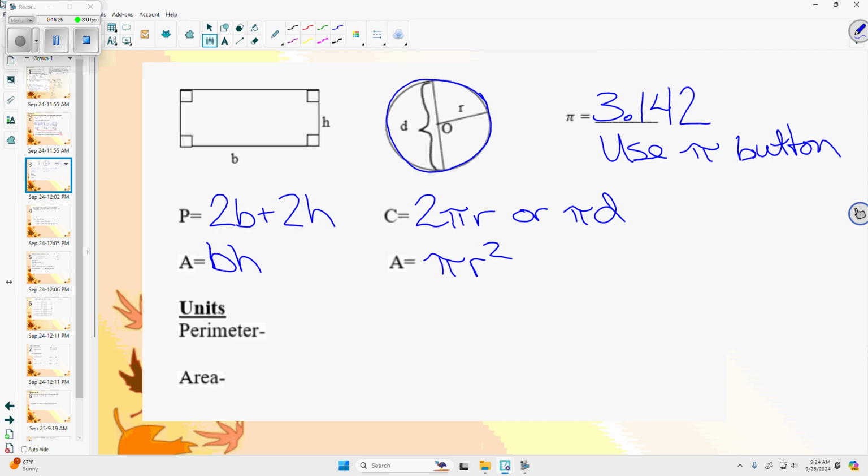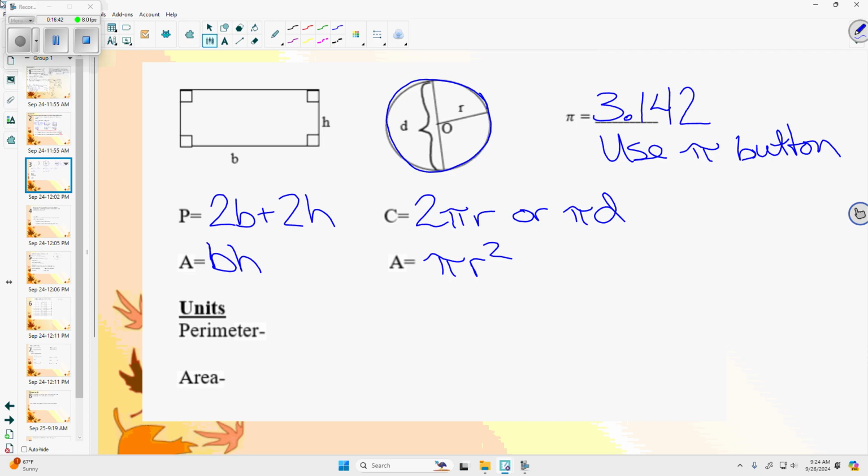Well, what's the number after the 1 when you go 3.14? If the number after the 1 is a 5, what do you do when you round? Round up. So that's why I have it rounded to 3.142. But again, you're using your calculator's pi button. That's just to remind us all what pi is.